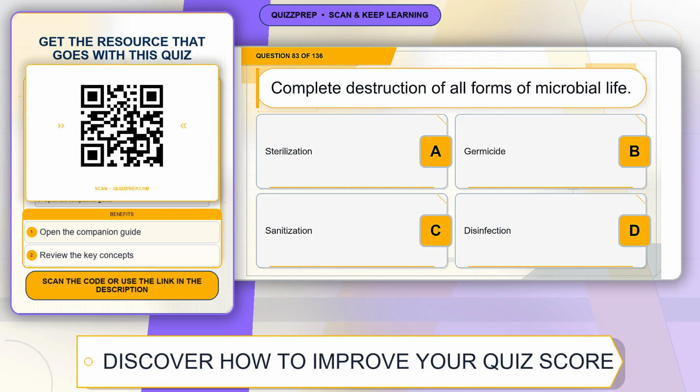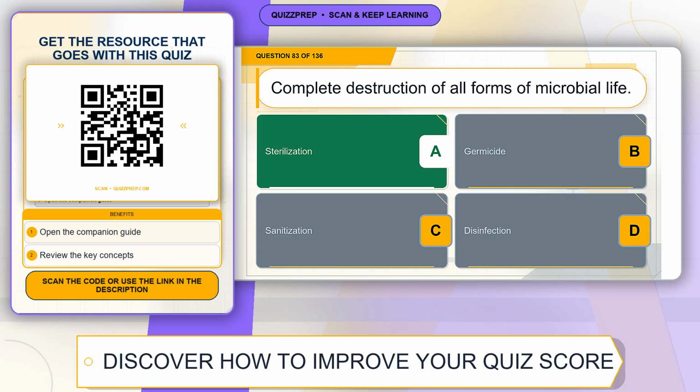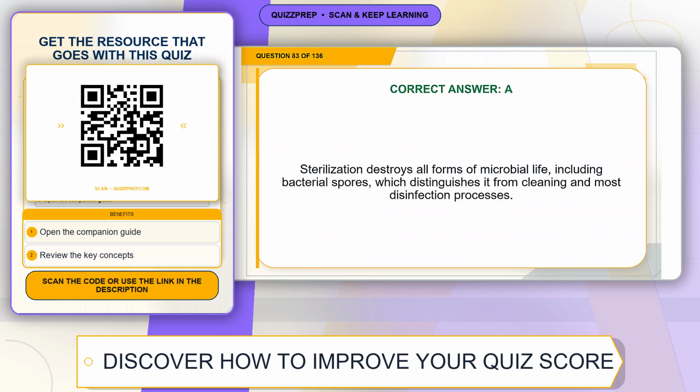Question 83. Complete destruction of all forms of microbial life. Option A, sterilization. Option B, germicide. Option C, sanitization. Option D, disinfection. The correct answer is option A, sterilization. Explanation. Sterilization destroys all forms of microbial life, including bacterial spores, which distinguishes it from cleaning and most disinfection processes.